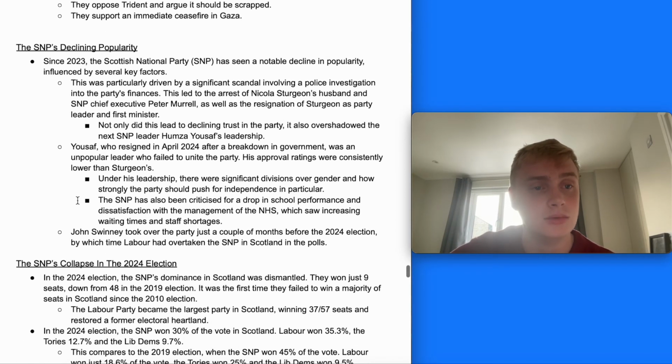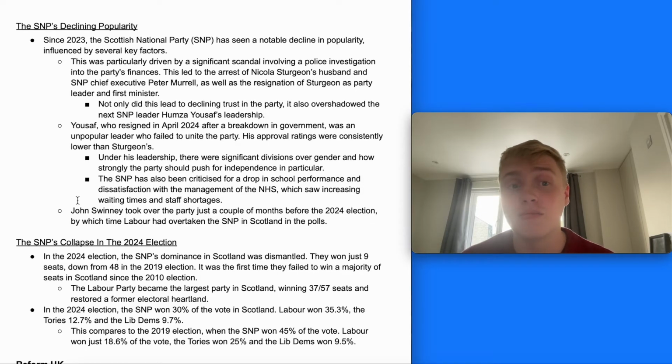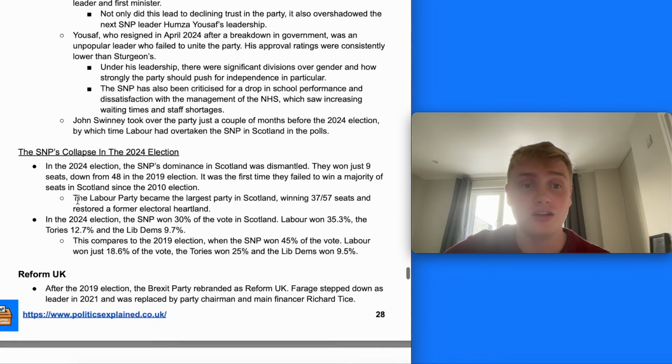What you saw since 2023 was a significant decline in popularity of the SNP, influenced by several factors. It's particularly driven by a significant scandal involving a police investigation into the party's financing, which led to the arrest of Nicola Sturgeon's husband and SNP chief executive Peter Murrell, as well as the resignation of Sturgeon as party leader and first minister. Not only did this lead to declining trust in the party, it also overshadowed Humza Yousaf's leadership, and Yousaf ultimately also resigned in April 2024 after a breakdown in government.